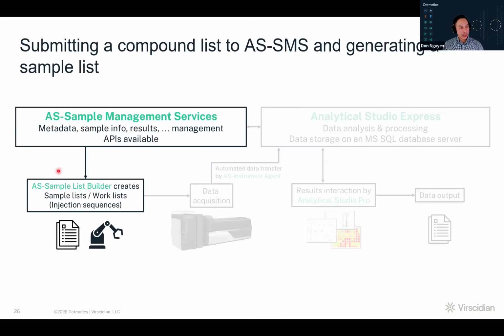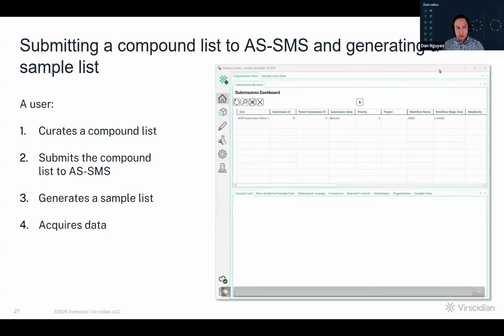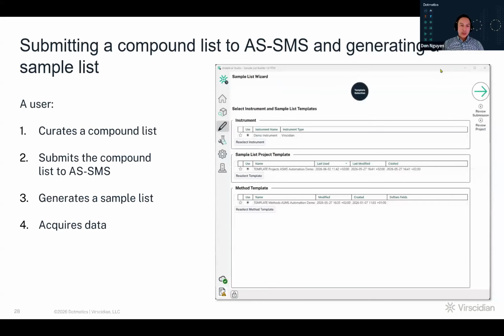we will be generating our sample list from Sample List Builder. Right, so SMS again for CSV to submission, and then Sample List Builder for sample list generation. Within Sample List Builder, we're going to go ahead and select our submission, create our sample list, and really, you can just think of Sample List Builder as a wizard that guides you through a series of steps. So for example, if you are running multiple instruments in your lab, you'll have to select which instrument you intend to run this data on.